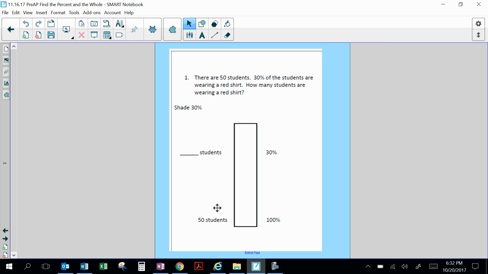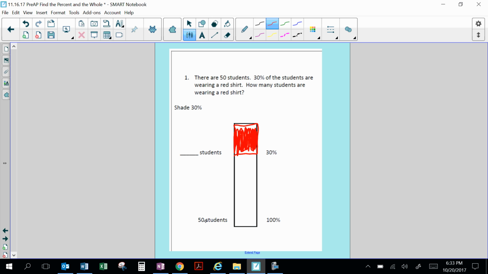So let's look at number 1. There are 40 students. 30% of these students are wearing a red shirt. So 30%, it must be this percent right here, because this is 100%, so 30% of this are wearing a red shirt. How many students are wearing a red shirt? So, in a percent proportion, there's 30% shaded out of 100%.